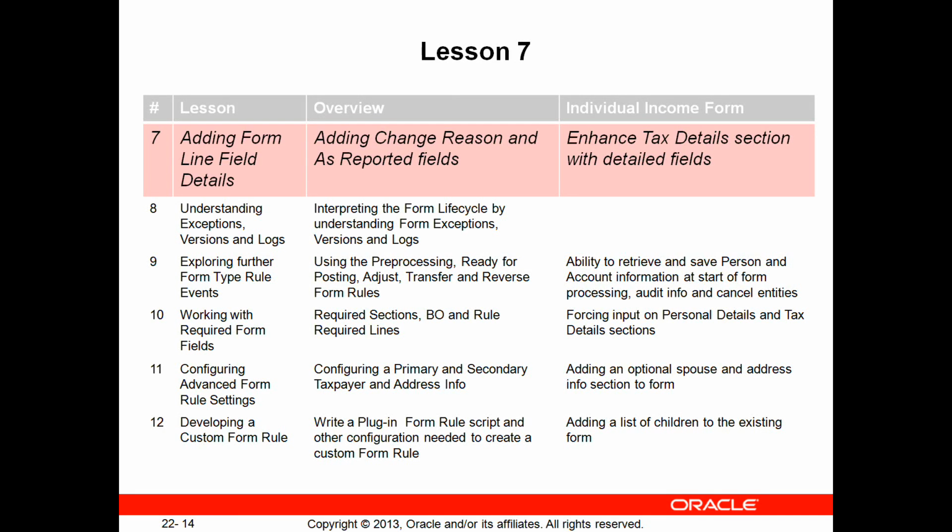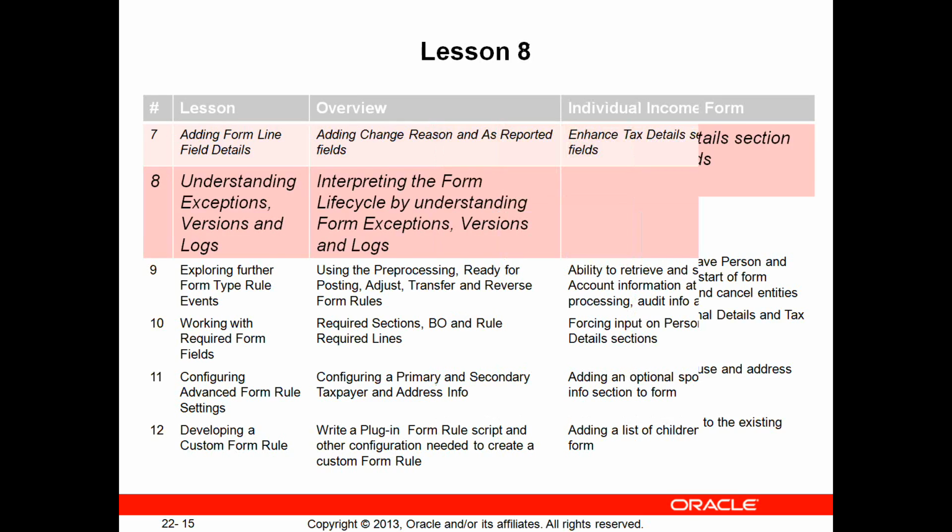In lesson 7, we will be adding into the tax details section extra fields showing you the change reason and the as reported and as current fields, and those are important, normally used when we want to track changes and we want to have the change reason always available whenever there is a change to a calculation and a number within a tax form, and we'll show you how those fields work and what each one means.